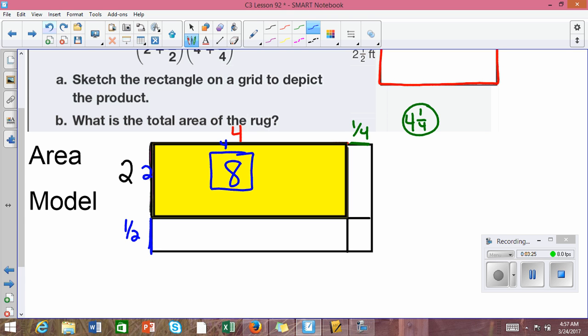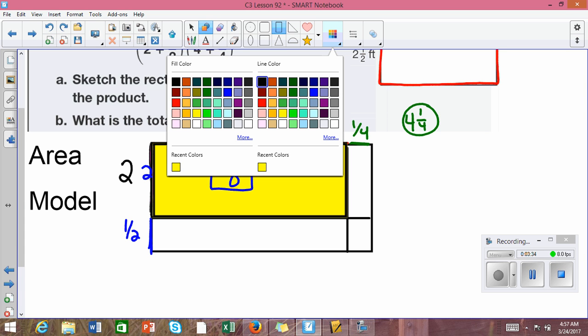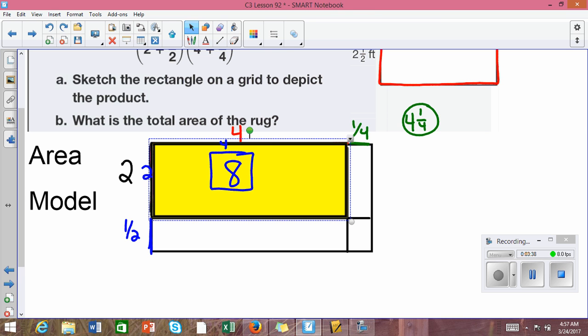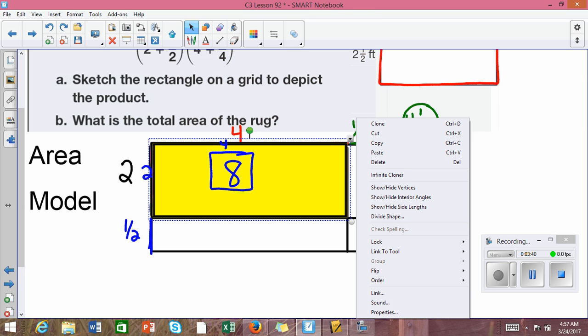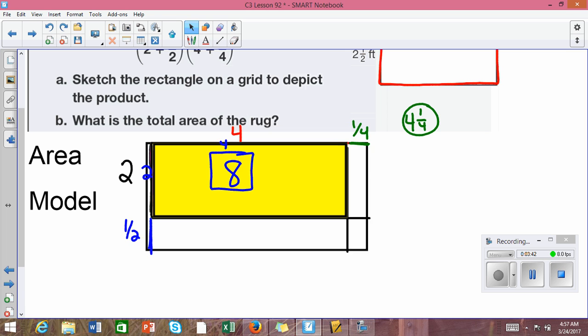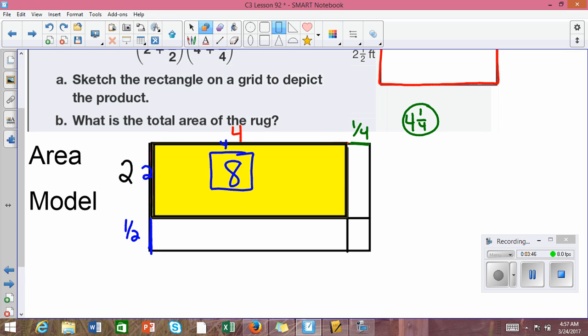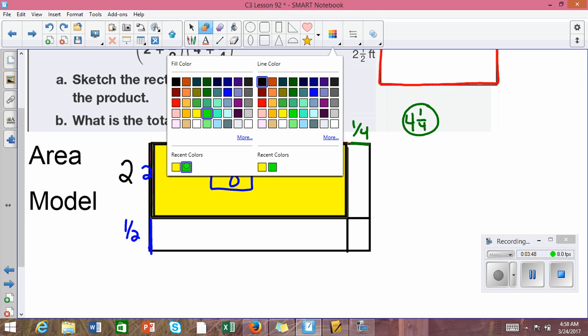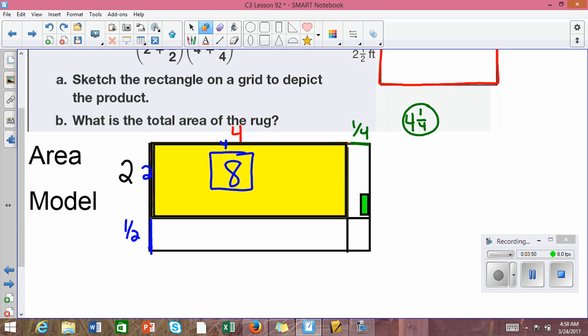Now that is not the area of our whole entire rectangle. We also need to find the area of the other parts. So we're going to go back to a shape again. I'm going to change the color of this shape, and let's do this one green. When I create my rectangle here, you're going to see there's my green rectangle. We need to find the area of this rectangle.